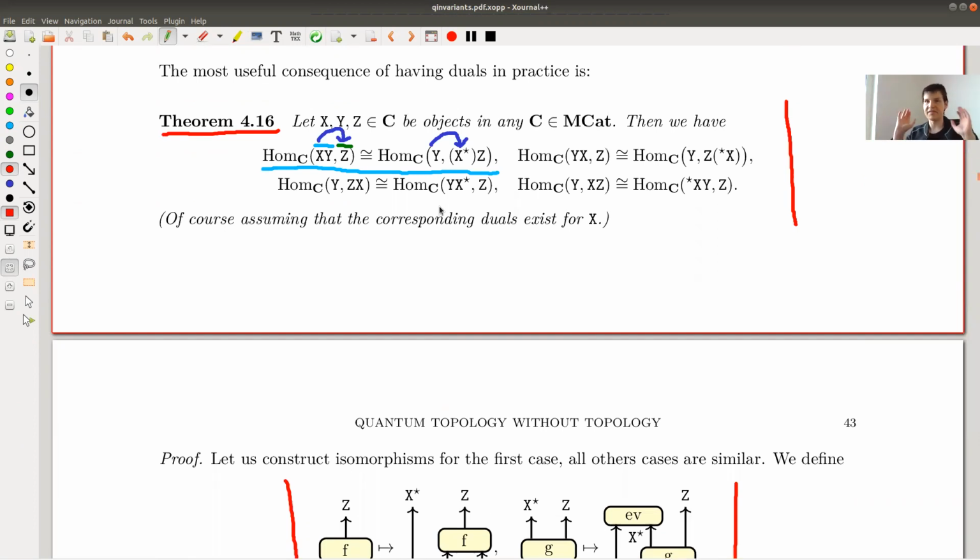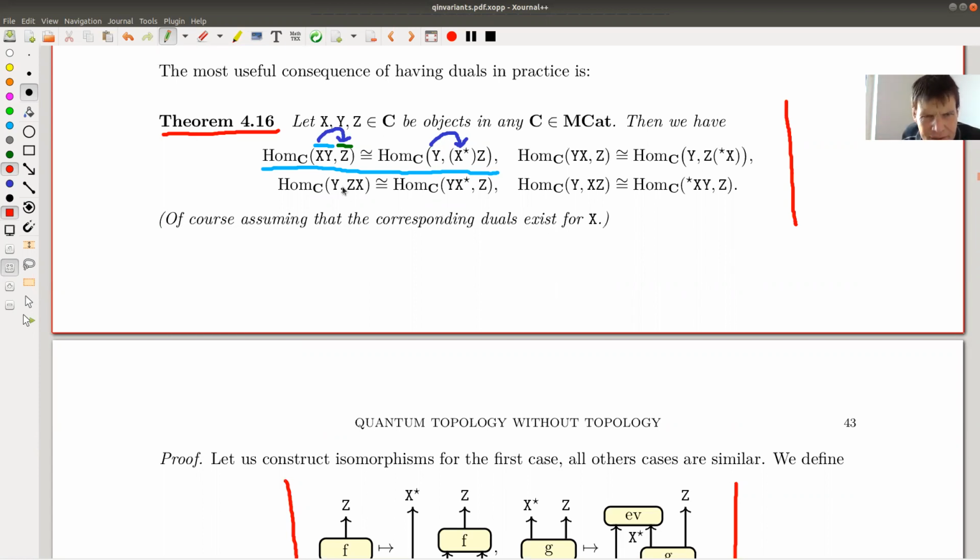Basically, let me say it again: you can use dualities to pull objects in Homs from one side to the other, right? You just have to be careful where to put your duals. And I never remember how this works, that's why I write it down. So you have to be careful where to put your duals, and in what sense.